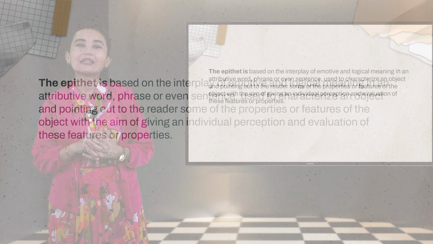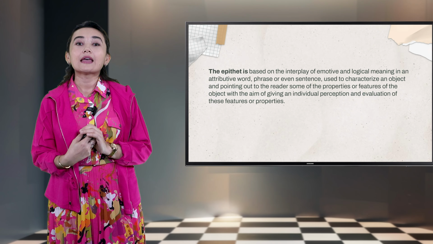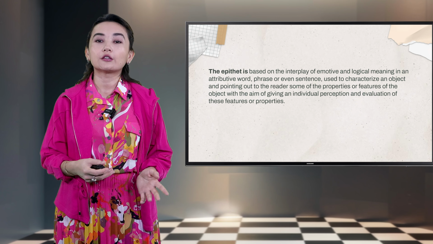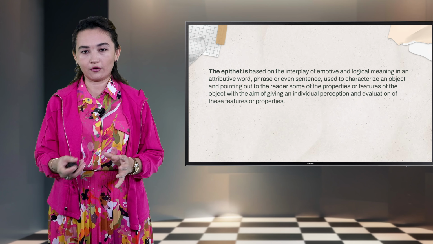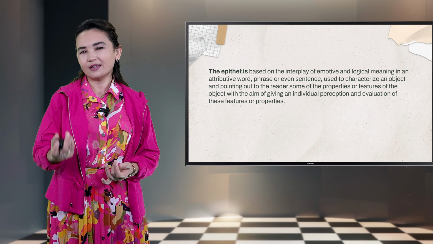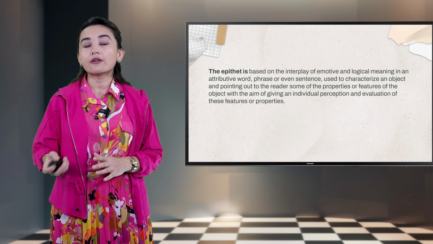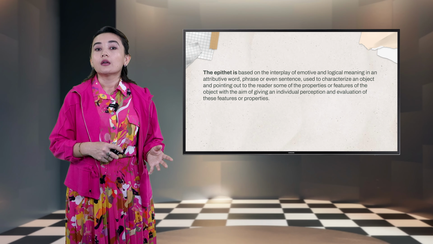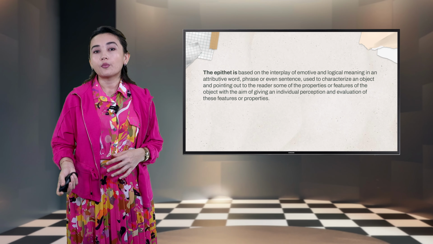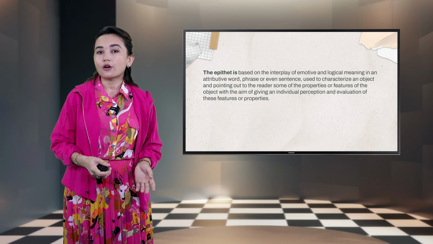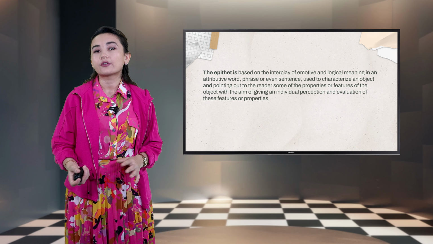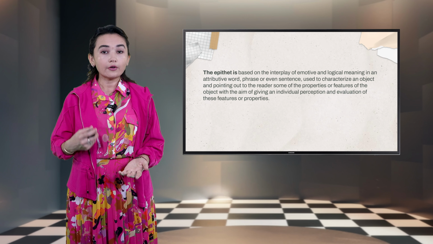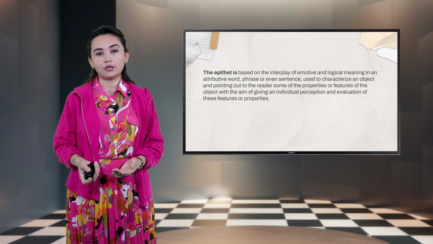The term for the opposite. The epithet is based on the interplay of emotive and logical meaning in an attributive word, phrase, or even sentence, used to characterize an object and pointing out to the reader some of the properties or features of the object with the aim of giving an individual perception and evaluation of these features or properties.